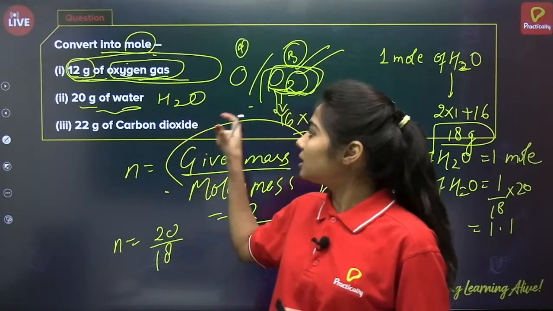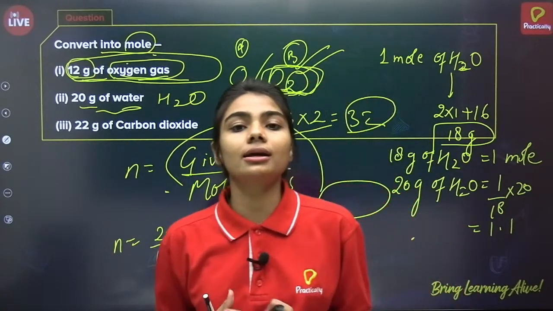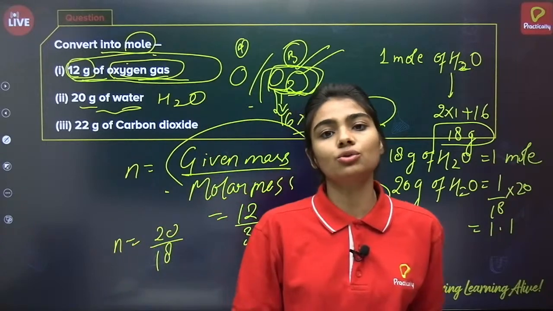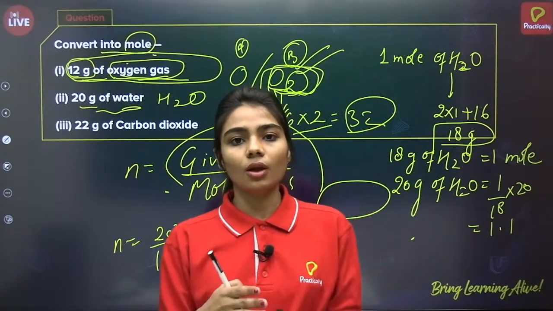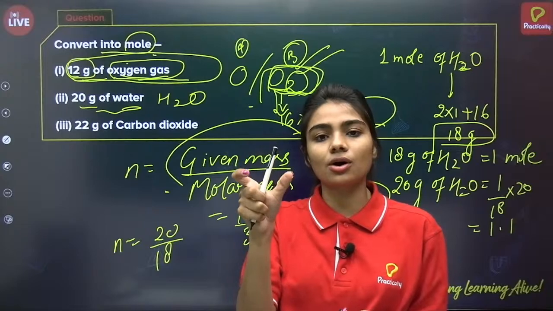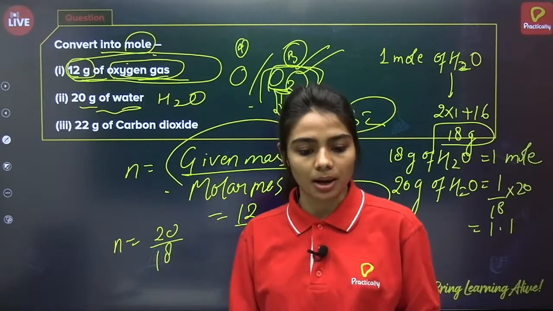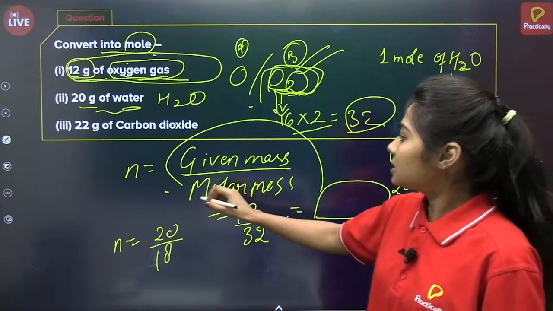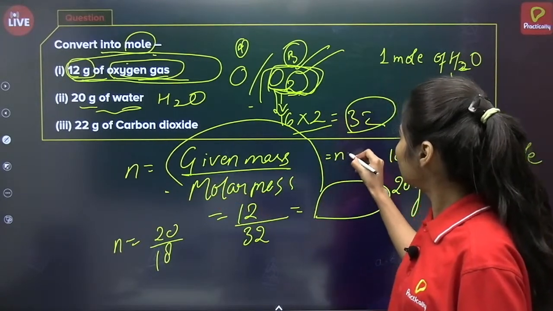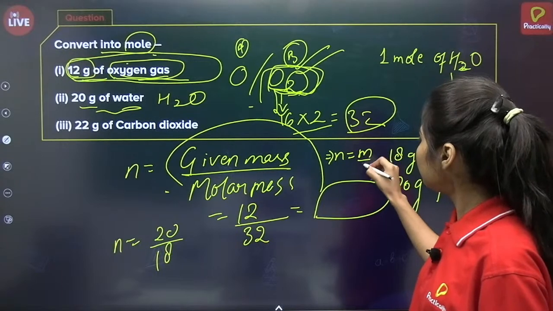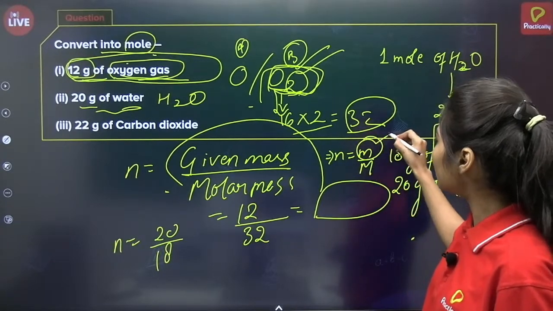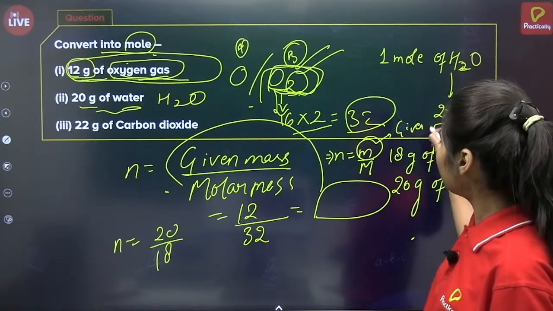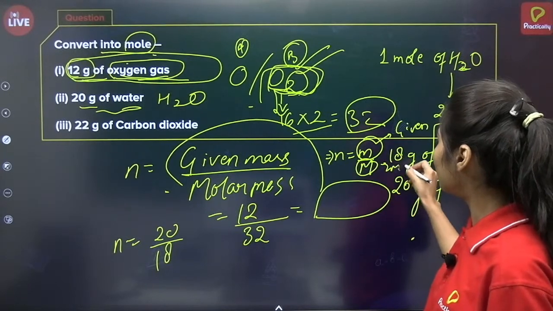So this is the direct formula for calculating the number of moles, that is N equals m upon M. Small m is your given mass, and capital M is your molar mass.